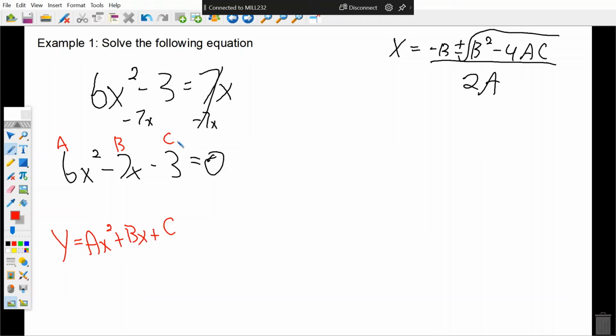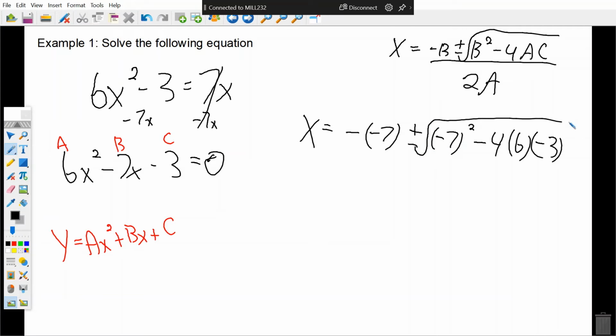All right, let's give it a try. So this is going to become x equals, well, the formula says negative b, so we plug in negative 7 for b, plus or minus the square root of b squared, minus 4, a is 6, and c is negative 3, all divided by 2 times a, which is 6. Okay?